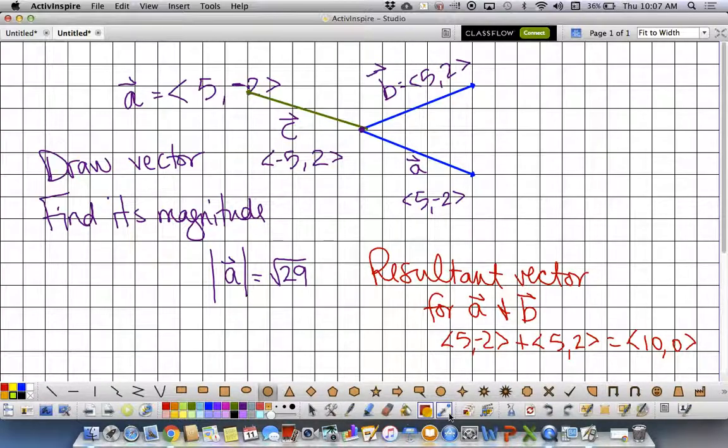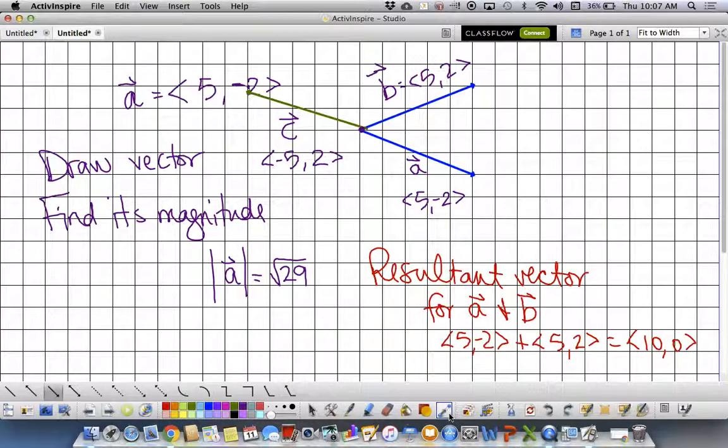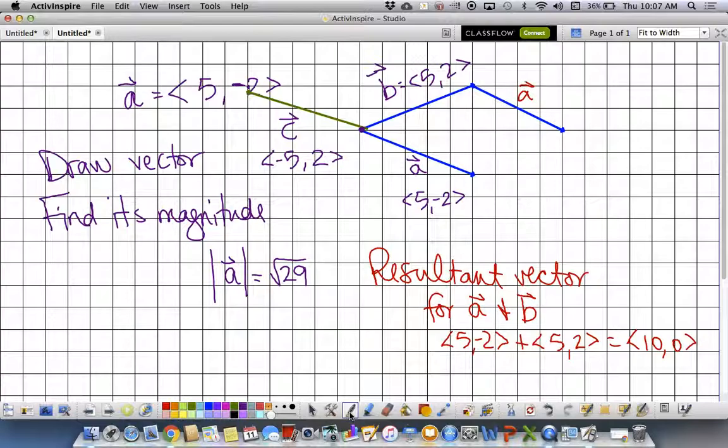You put the initial point of B at the terminal point of A. So we want to go this way. We want to go over 5. Is that 5? Down 2? Yeah. Okay. That is another A vector. These are the exact same.